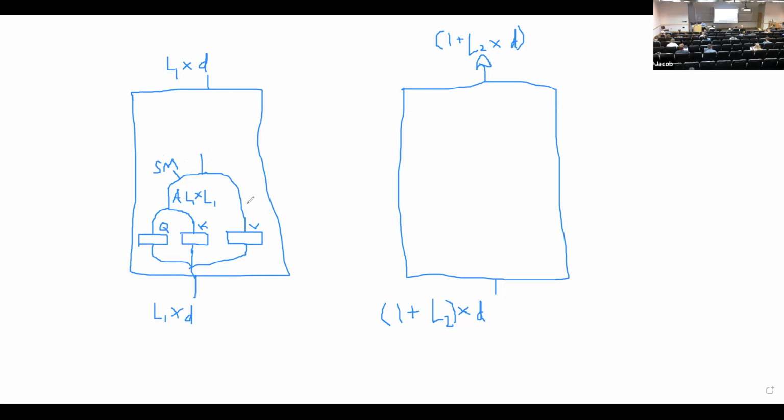And so then V is L1 by D. So what will the output of multiplying A by V be? We're taking L1 by L1, multiplying that by an L1 by D, and we will get out L1 by D, exactly.